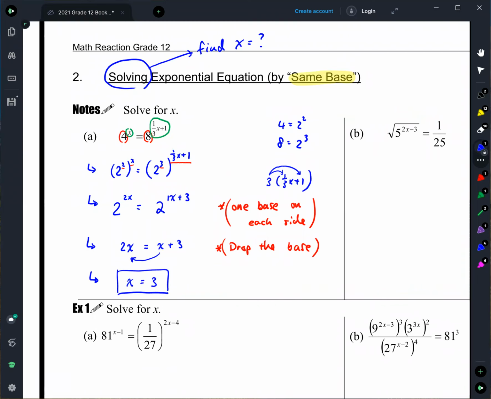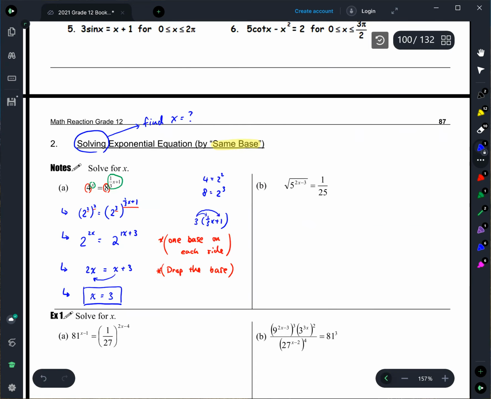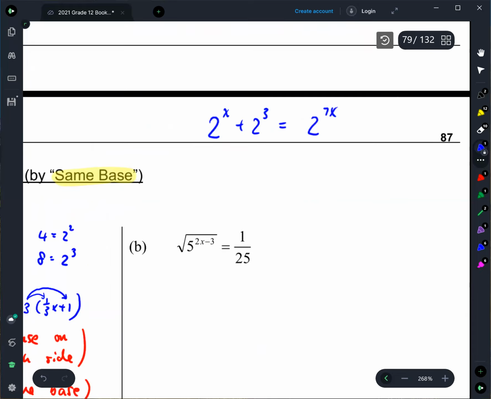So if you plug the 3 back into the equation, it should make the left side equal to the right side. Okay, so for example, if you have 2 to the x plus 2 to the 3 equal to 2 to the 7x. If you get something like this, even though everything is the same base, I cannot drop it. You cannot pull away the base and then say x plus 3 equal to 7x.